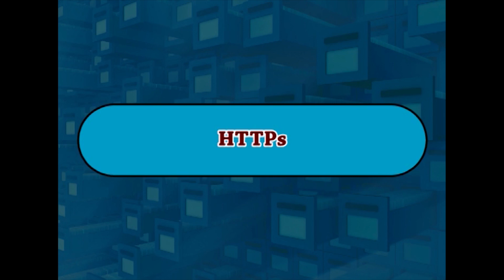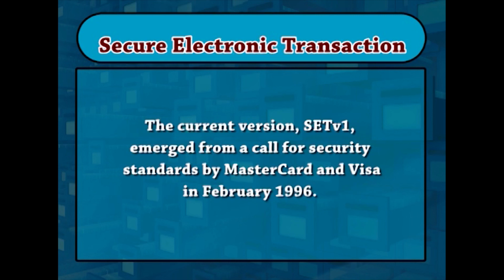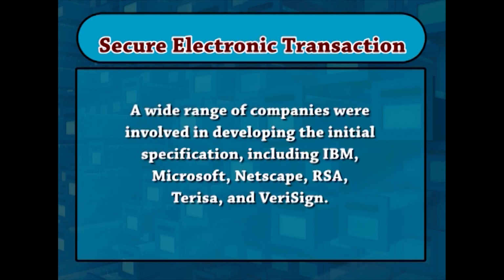Next is secure electronic transaction. Secure electronic transaction is an open encryption and security specification designed to protect credit card transaction on the internet. The current version SET V1 emerged from a call for security standards by MasterCard and Visa in February 1996. A wide range of companies were involved in developing the initial specification, including IBM, Microsoft, Netscape, RSA, Terisa and VeriSign.